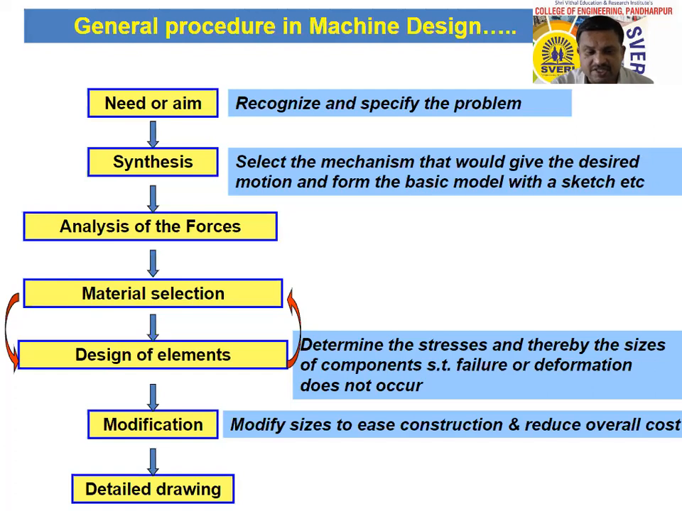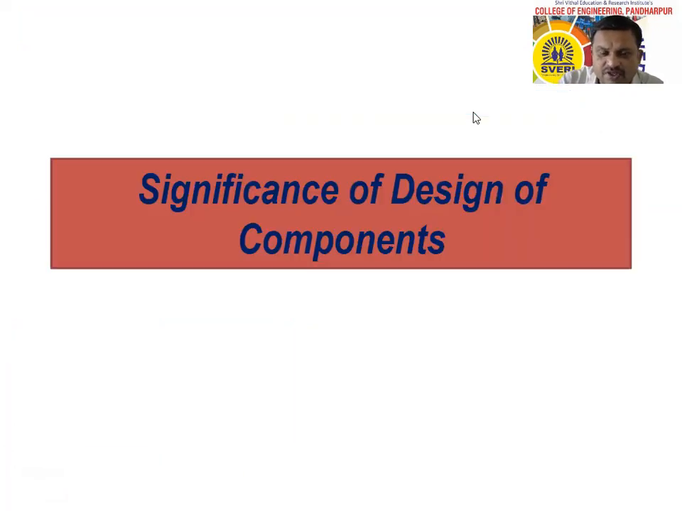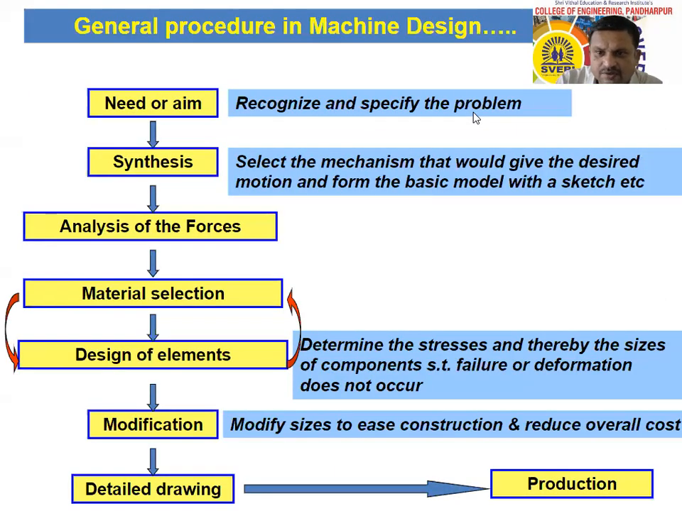Then afterwards, detailed drawing is there. Assembly details you have studied. And that detailed drawing will go to production for producing the different products or different shapes. Therefore, this is nothing but the general procedure in machine design. I think today we'll stop here. Then we'll see the significance of design of components. We'll stop here.